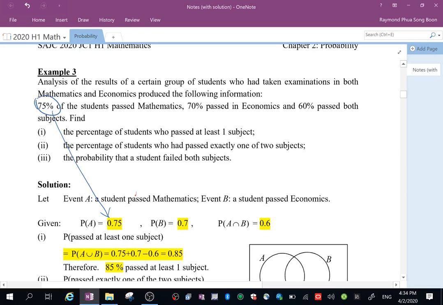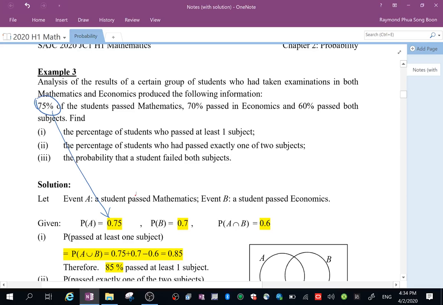Likewise, you do the same for P(B), which is the probability that a student passes econs. So you use 70%, so 70 divided by 100 to get 0.7. Probability of 0.7 for P(B). All right, and probability A intersect B is 0.6, because you're told 60% of the students pass both maths and econs. So probability A intersect B, that means pass both maths and econs, is 0.6.